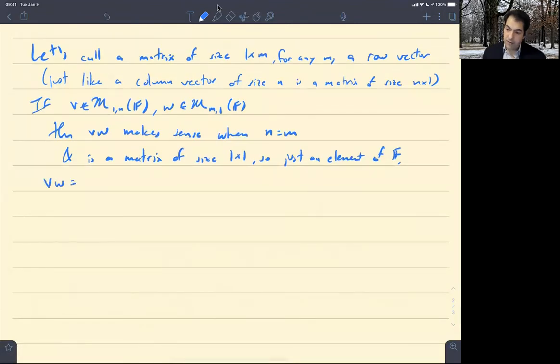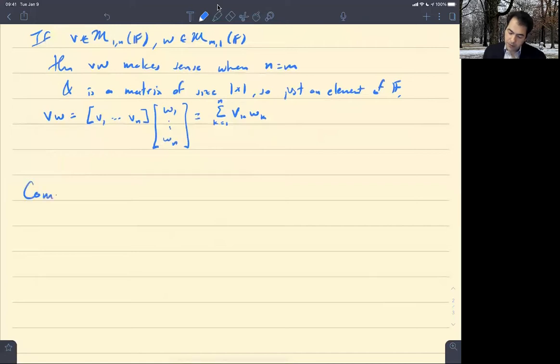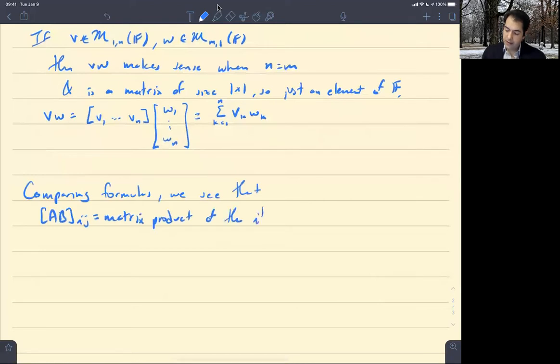Okay, and if I write V as V1 through Vn like that, and W as W1 through Wn like this, then this matrix product is just a single element of F, and that is the dot product, what we call the dot product in calculus. Now comparing formulas, we see that the ijth entry of AB is the matrix product of the ith row of A and the jth column of B.